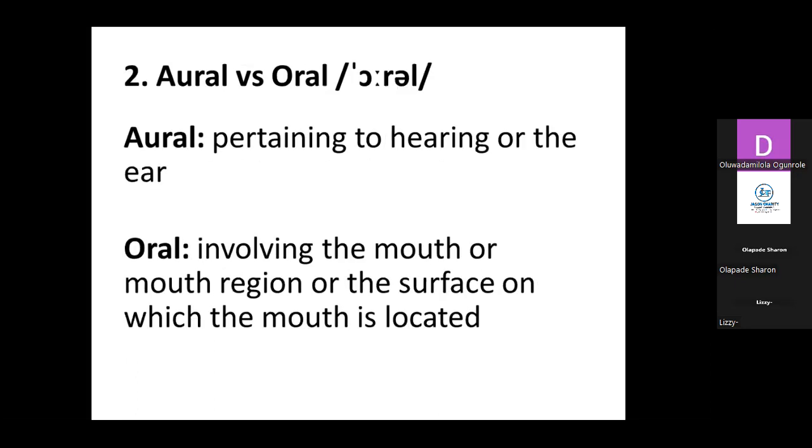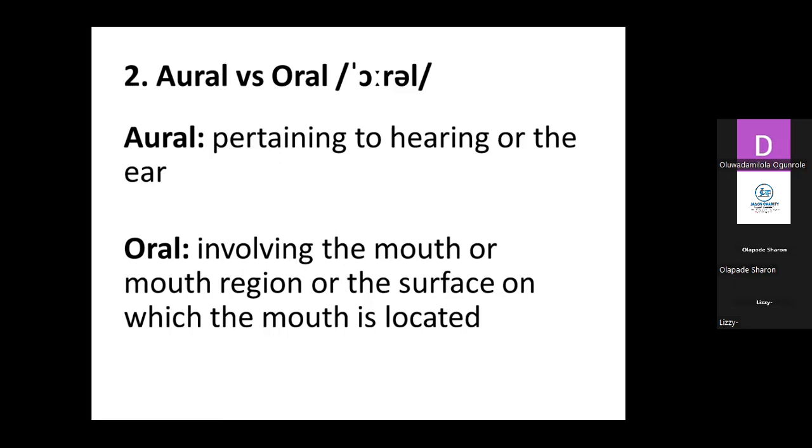So the second one is aural versus oral. They are pronounced alike, just as we said. But the first one is spelled A-U-R-A-L. And this pertains to hearing with the ear, or anything that has to do with your ear. So we can say, okay, fine, it has a good aural perception. That is, the person can pick the sounds or pick that thing with the ear properly.